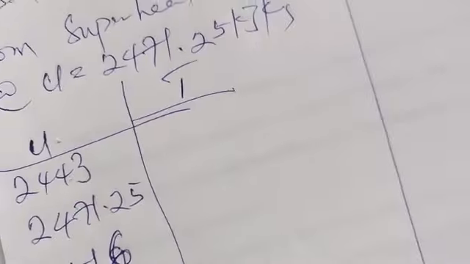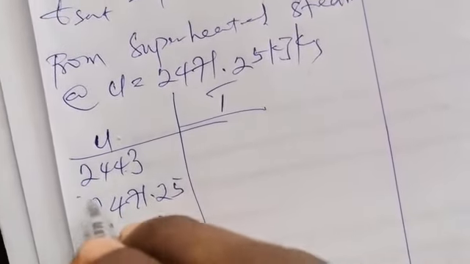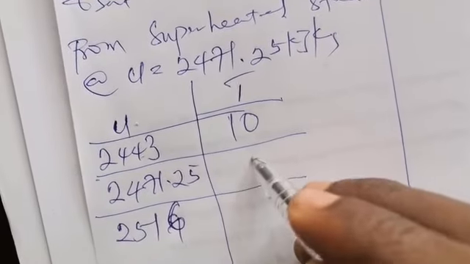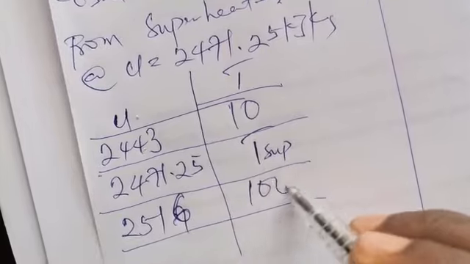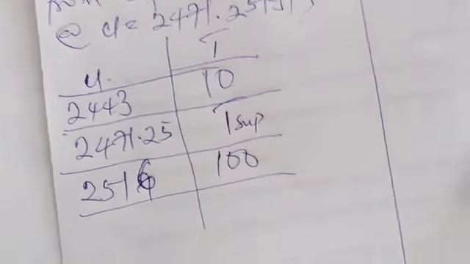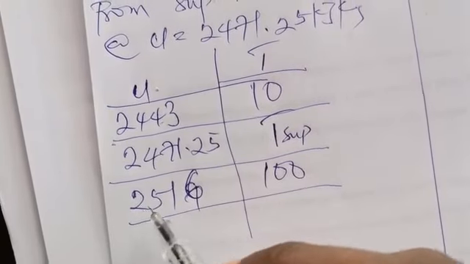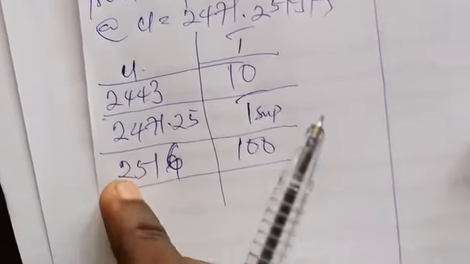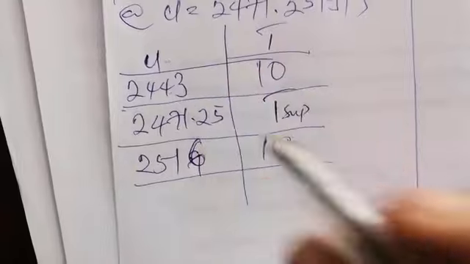So their temperatures: this is 10 degrees Celsius. This is what we're looking for, the unknown superheated temperature. And this is 100 degrees Celsius. Now this is how you interpolate, a very easy way to interpolate. I could choose to use the last value to subtract everything. So any energy I maintain here, I must also maintain the same here.